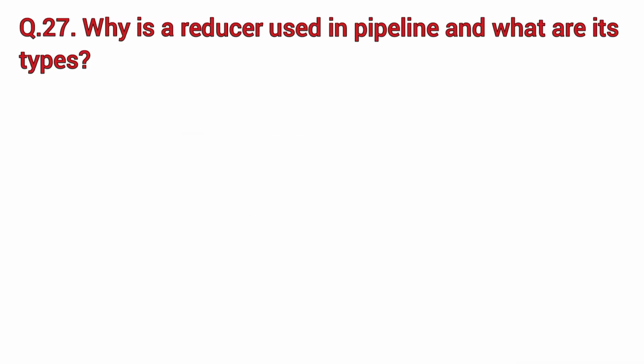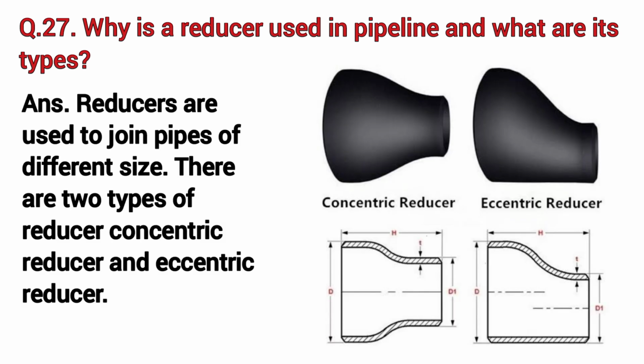Why is a reducer used in pipeline and what are its types? Reducers are used to join pipes of different size. There are two types of reducer, concentric reducer and eccentric reducer.